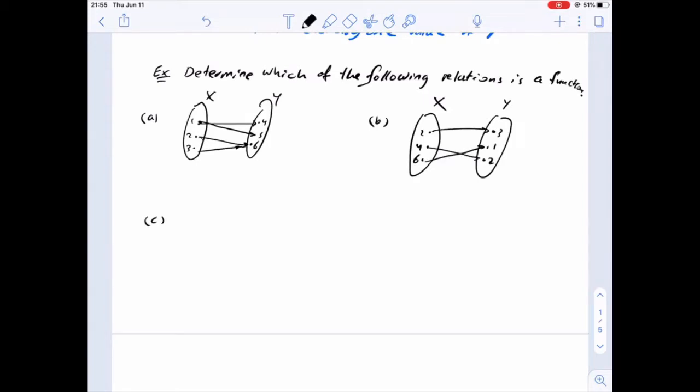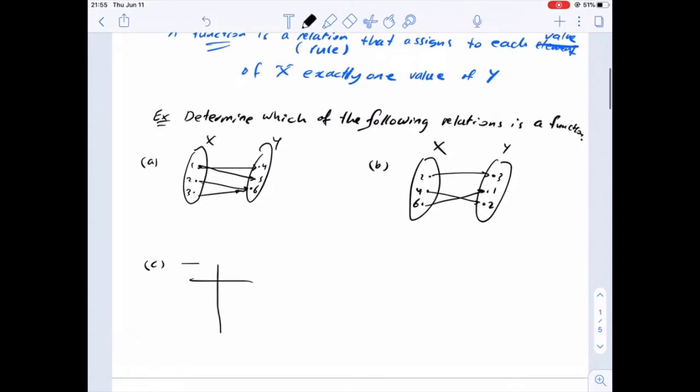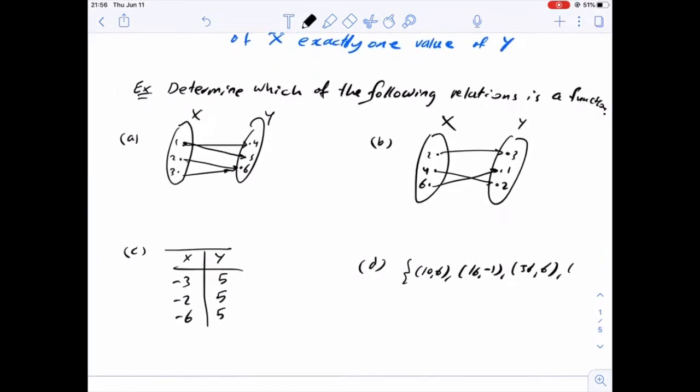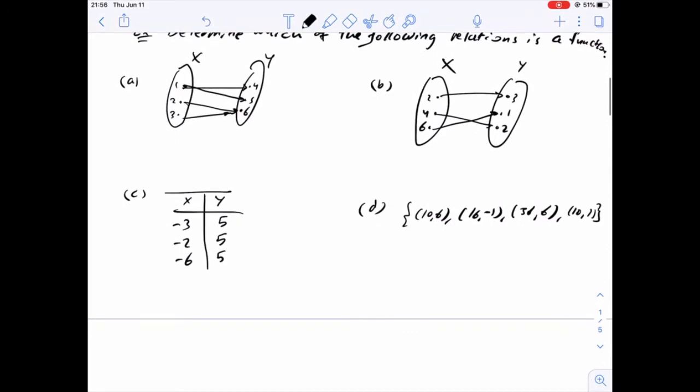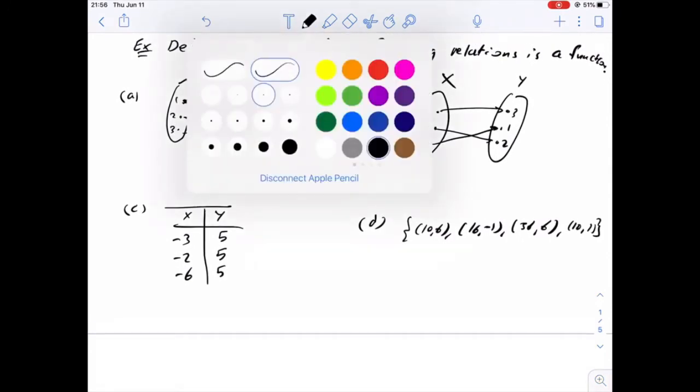And we have this table, X, Y, some values of X: -3, -2, -6, and some values of Y. Actually, it's the same value, 5, 5, 5. D, we are given this relation: 10 related to 6, 16 with -1, 36 with 6, 10 with 1. Is this a function? And we'll continue. But for now, let's answer these questions.